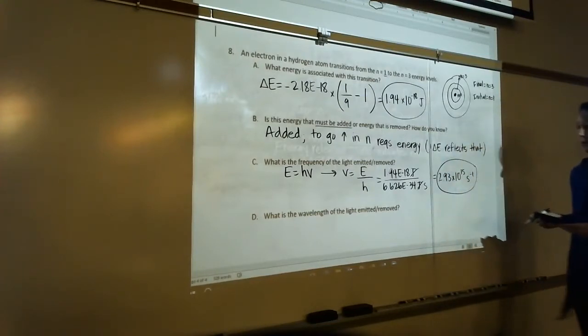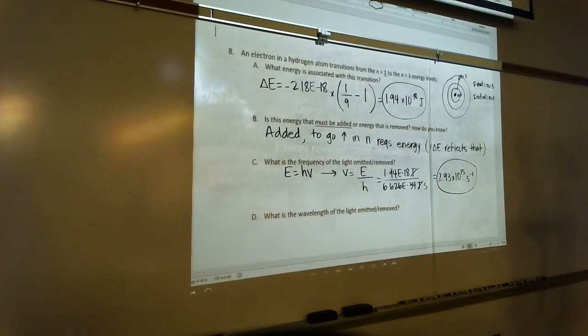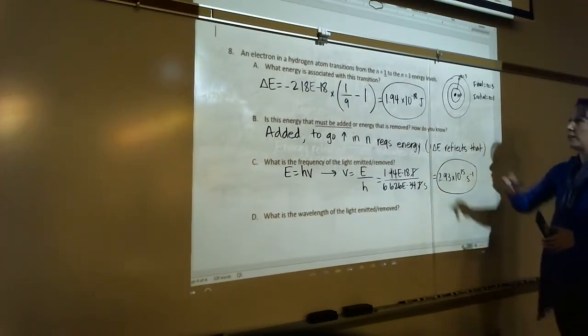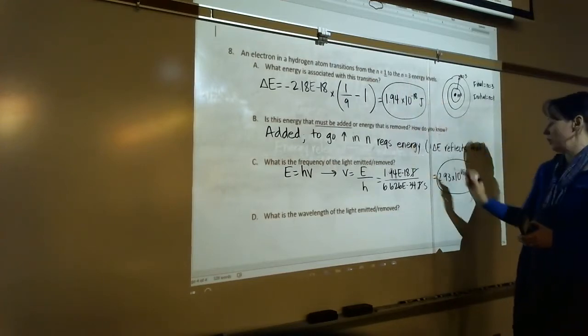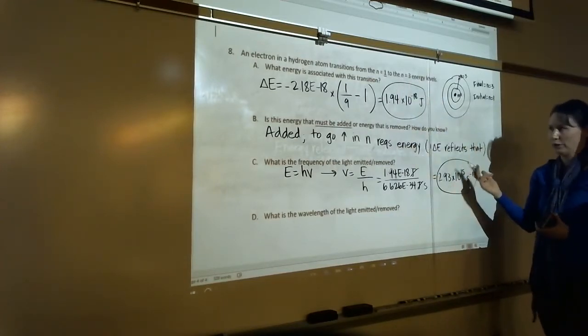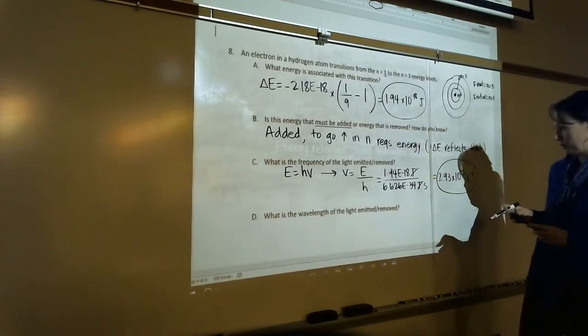Do we agree? Yep. Do you agree? We're not really worrying about sig figs because we're not measuring any of these values. So if you had rounded that to 2.9, I wouldn't have marked you wrong. That's not going to make a difference.